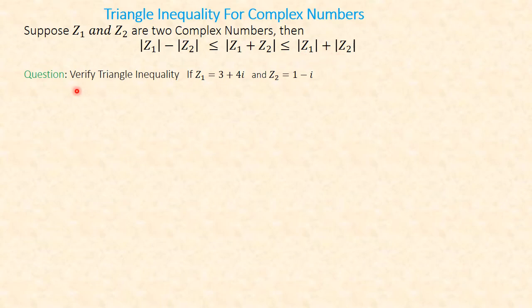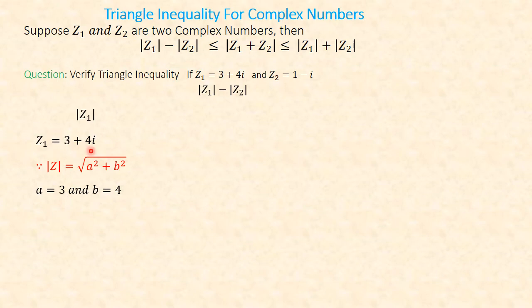In this question we have to verify the triangle inequality if z1 is equal to 3 plus 4 iota and z2 is equal to 1 minus iota. First we will find the left hand side, that is mod of z1 minus mod of z2. In that, first we will find the modulus of z1.